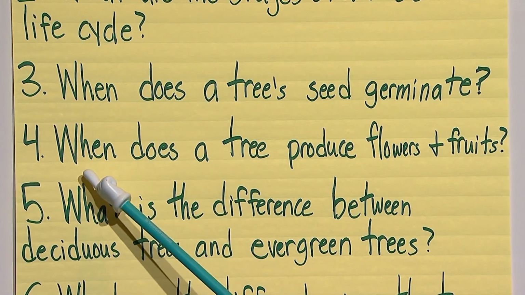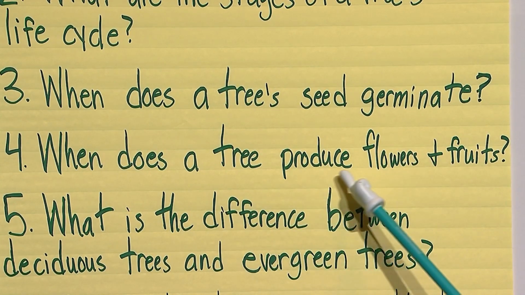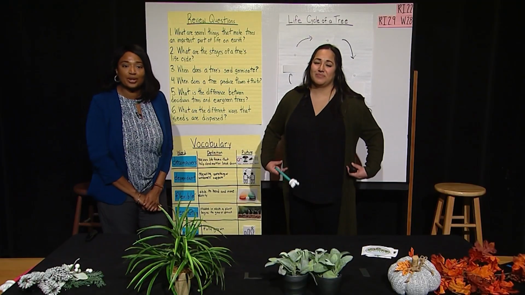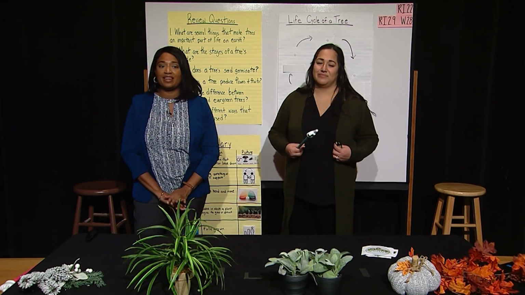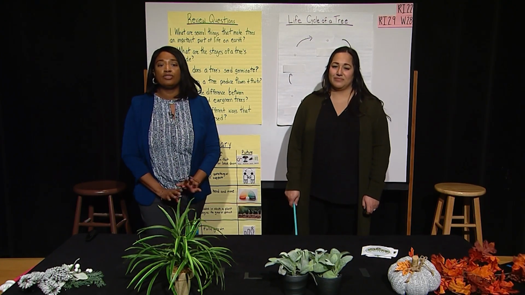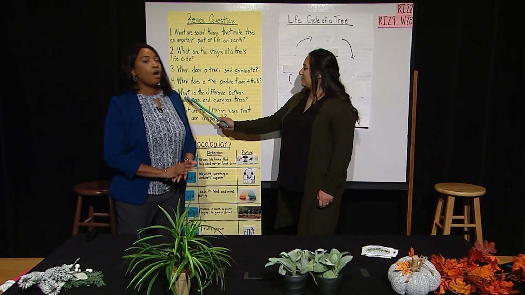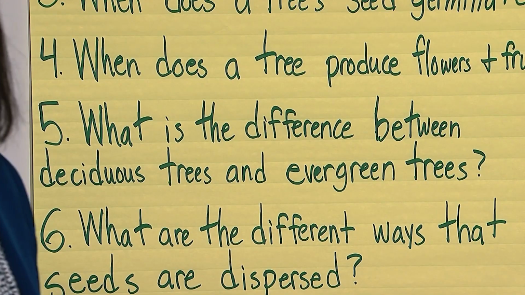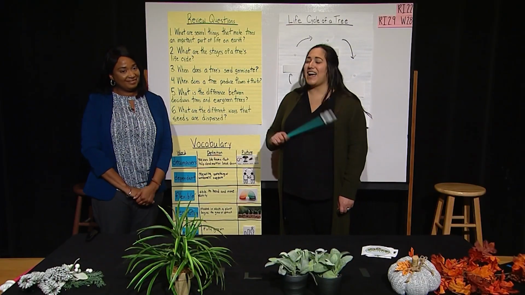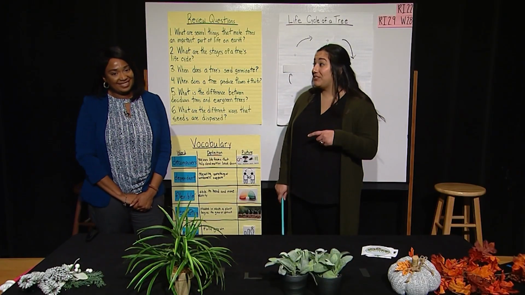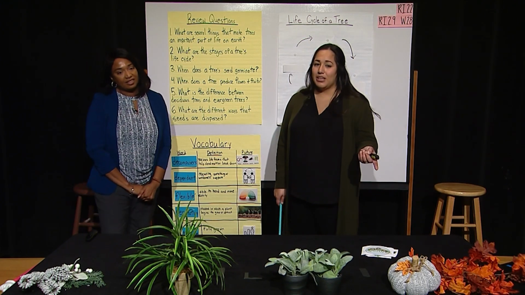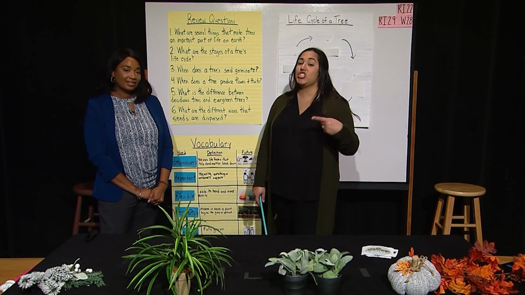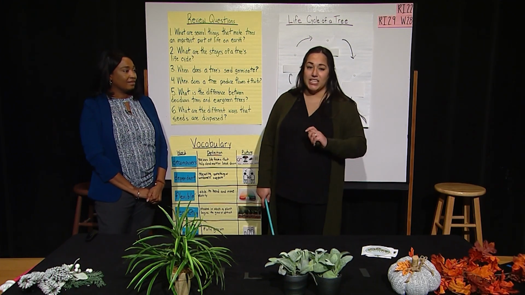So, let's do the next one. When does a tree produce flowers and fruits? That's right. A tree will produce flowers and fruits when it has reached maturity or the adult stage. Now, what is the difference between deciduous trees and evergreen trees? Ooh, I know. The leaves of deciduous trees change in color and they fall off in the autumn. Evergreen trees shed and they make new leaves all the time.